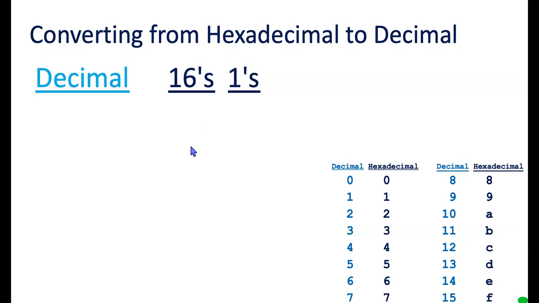All right, let's convert these to decimal. 8 in decimal is the same as 8 hexadecimal. 9 decimal is the same as 9 hexadecimal.